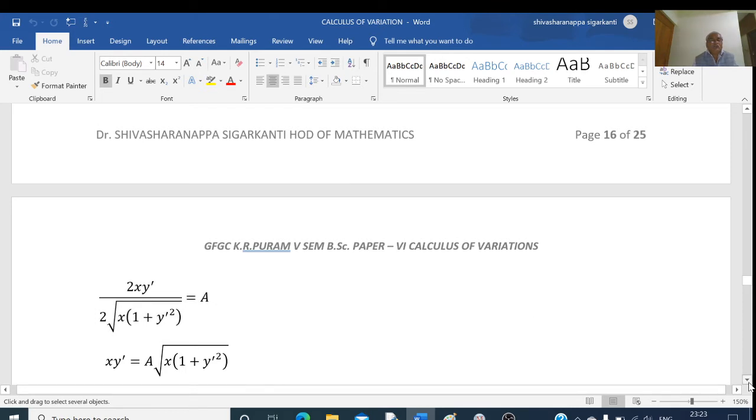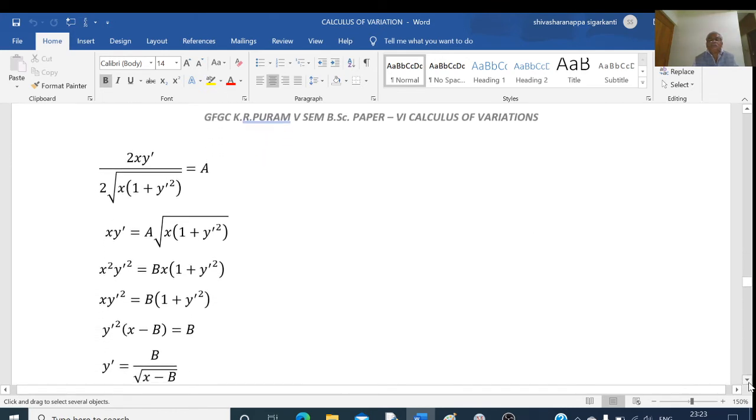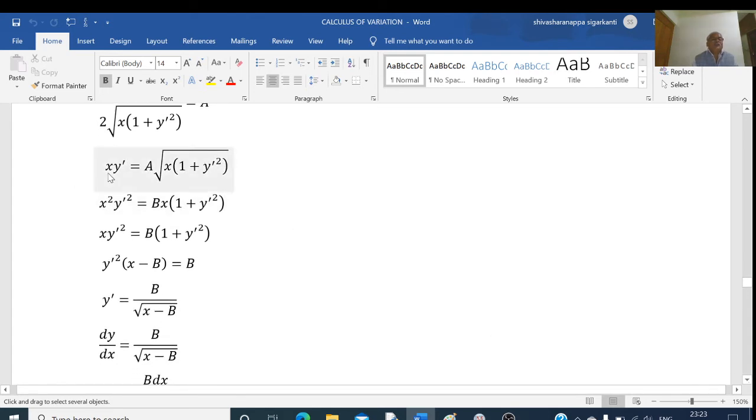Now if I square this, we get x square y dash square is equal to a square. I will write a square as another constant quantity b. And here x into 1 plus y dash square, that is bx into 1 plus y dash square. Or if I divide this equation throughout by x, I will get x into y dash square is equal to b into 1 plus y dash square.